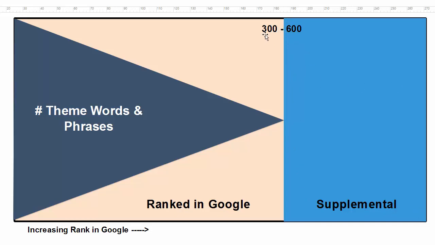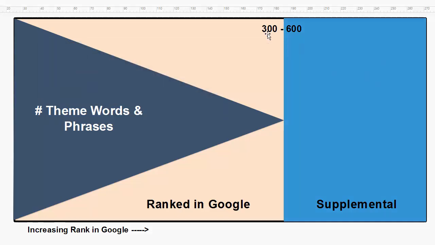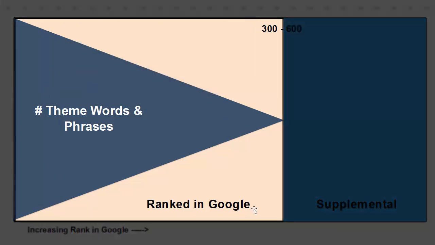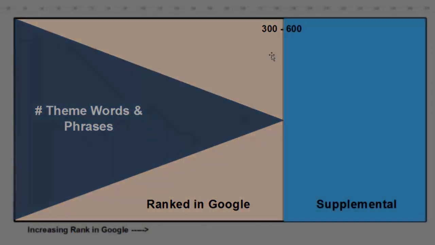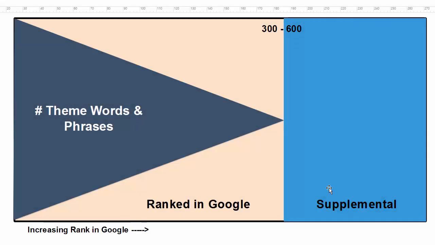This cutoff usually takes place between 300 and 600, but over the years this number has been getting less and less. It used to be 500 to 800. Now it's down to 300 to 600 results. It depends very much on the topic that you're searching for. So in this diagram, the left-hand rectangle represents ranking in the normal Google. The right-hand represents hidden in the supplemental index because they're not actually ranking.